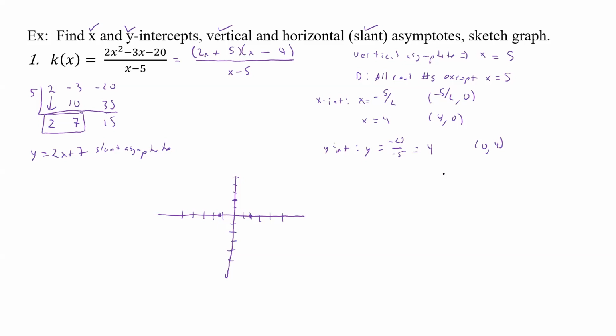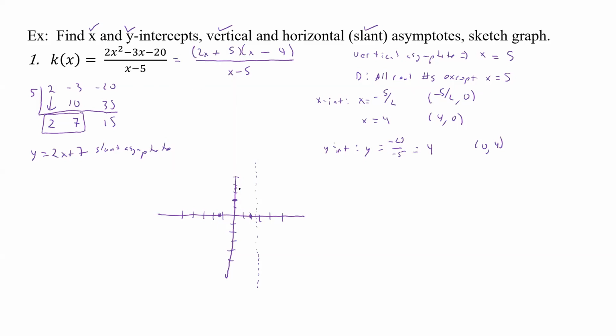Now we have the vertical asymptote x equals 5, so that's going to be right through there roughly. Then we have our slant asymptote, which is y equals 2x plus 7. So we have up 1, 2, 4, 6, 7, and that's going to be our first point.